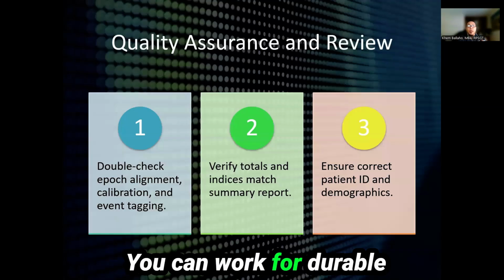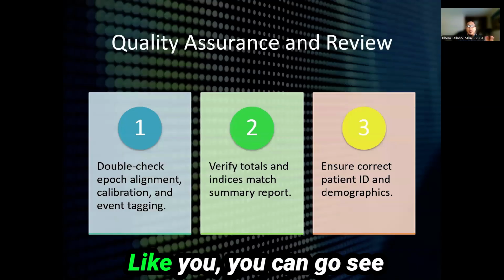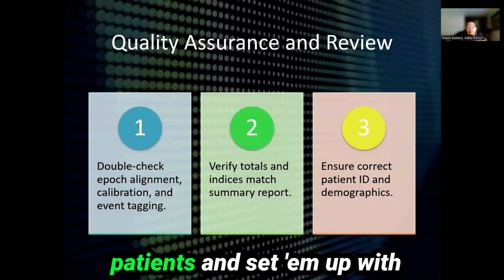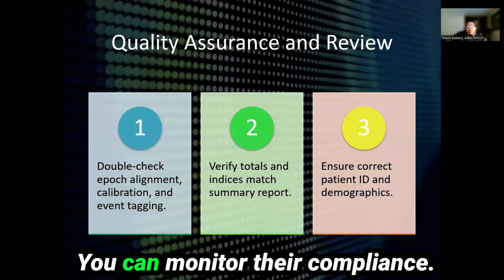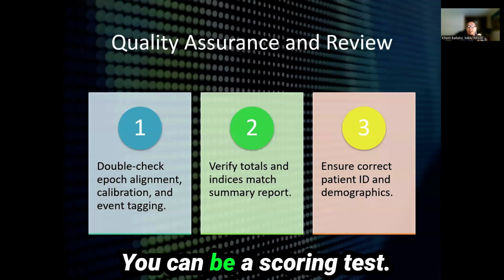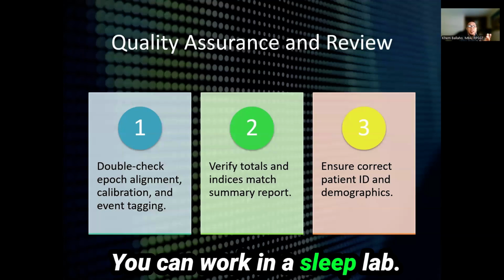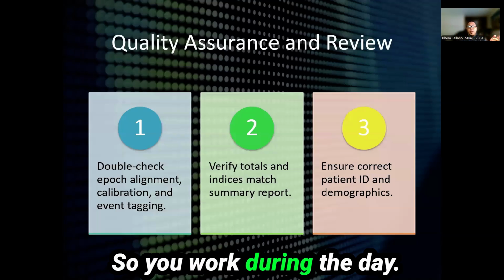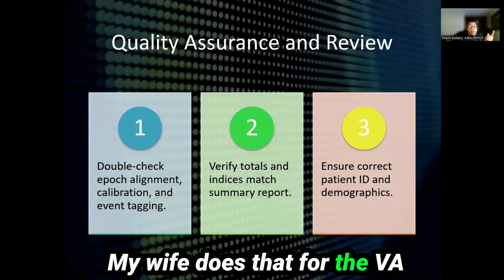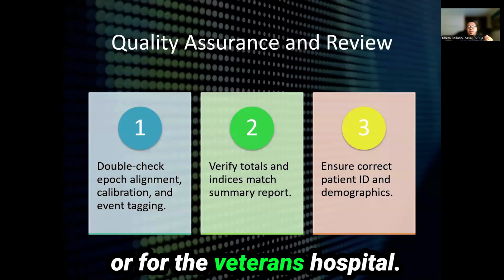You can work for durable medical equipment, where you go see patients and set them up with their sleep studies, their CPAP machines, etc. You can monitor their compliance. You can be a scoring tech. You can work in a sleep lab, and all you do is score all the studies. So you work during the day. My wife does that for the VA, for the Veterans Hospital.